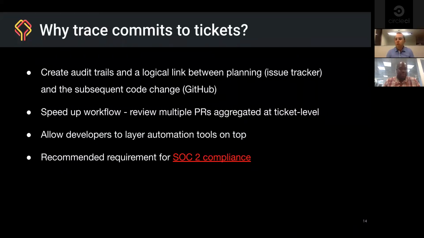So you might ask yourself, why is it so important to trace commits to tickets? There are several benefits, and actually several requirements, for why you should do that. The first thing is, as you saw, to create an audit trail. By putting the ticket number in your pull request title or in the branch name, you create a logical link between your issue tracker and your source control management, in that case, GitHub.